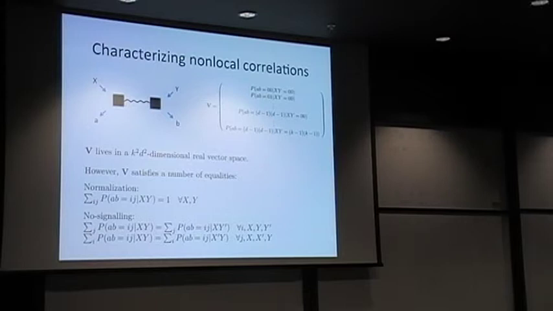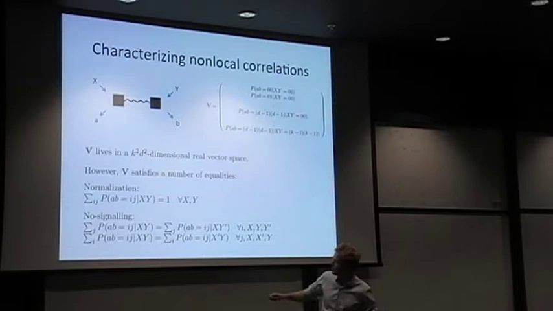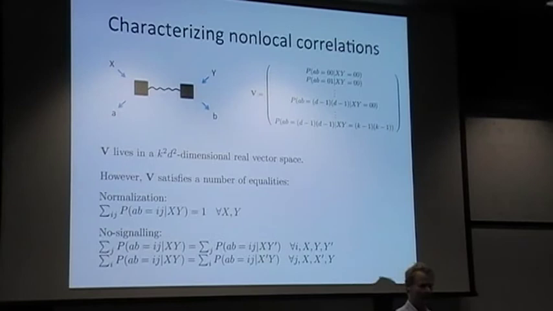So first of all, a few observations. V itself lives in a real vector space, which is k-squared d-squared dimensional. However, this V does satisfy a number of things. The probabilities are normalized, so for each particular value of xy, the output probabilities sum to 1. There are also these no-signaling equalities. We'll assume that V is described as non-signaling correlations, and what that means is that these things are satisfied. Alice's marginal is independent of Bob's choice, and vice versa.